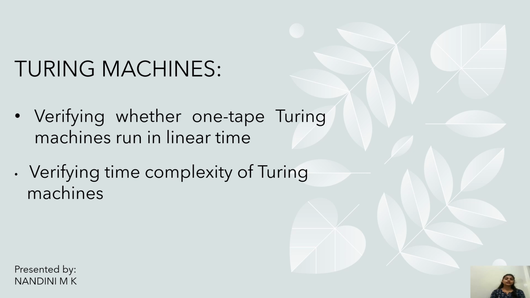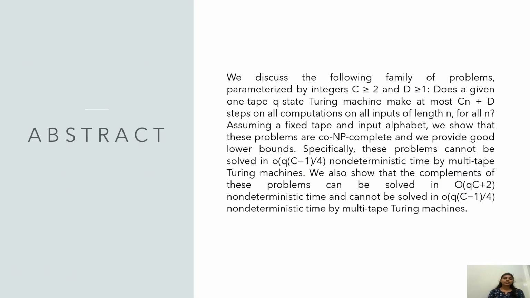The topic is Turing machines, verifying whether one-tape Turing machines run in linear time, verifying the time complexity of Turing machines. Now we have to know the abstract. We discuss the following family of problems parameterized by integers C greater than or equal to 2 and D greater than or equal to 1.